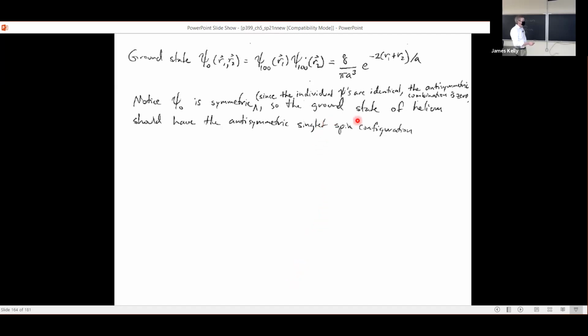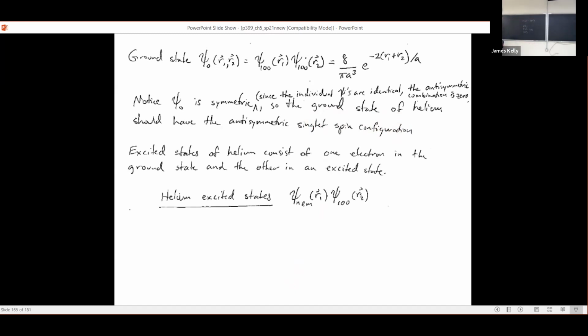Yeah, so I'm just reading through this and trying to remember what I'm saying here. The ground state of helium should have an antisymmetric singlet spin configuration because the spatial wave function is symmetric, clearly, because it's a product of 2 of the same factors.